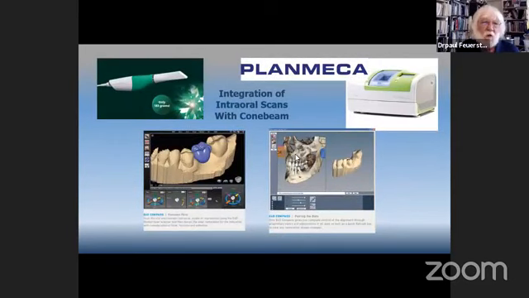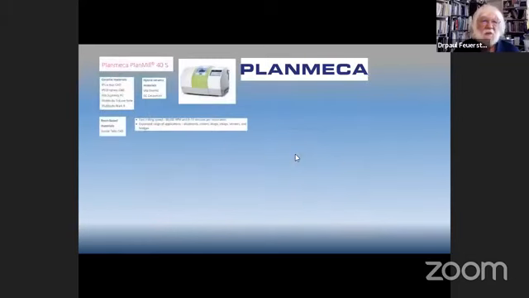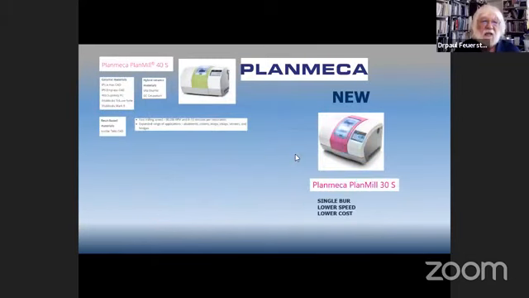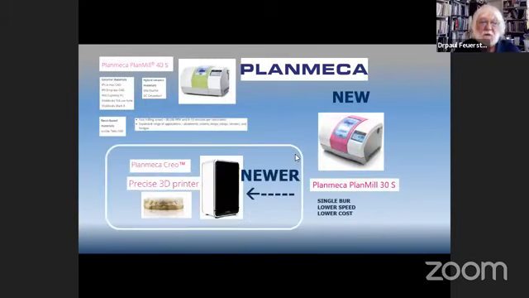So again, for those of you who haven't seen it, this is the scan, and you can see the merging of the cone beam and the intraoral scan in the little picture over there. Planmeca also has done some other things recently. They came out with a new mill. It's pink, and it's a little less expensive because it uses one burr instead of two. It costs less money. So those of you who said, gee, I can't afford the whole system, you can get the smaller system. It's slower, but it still works very, very well.